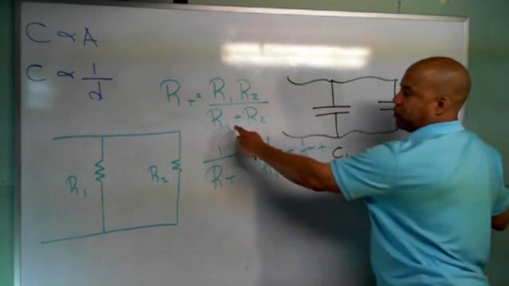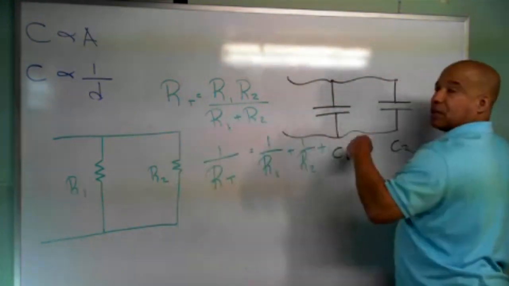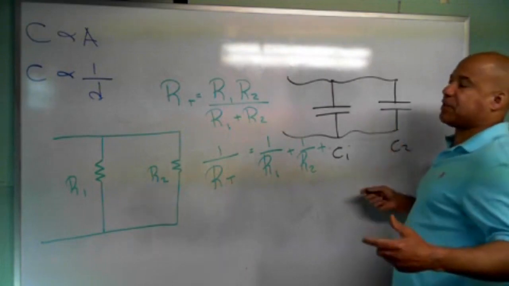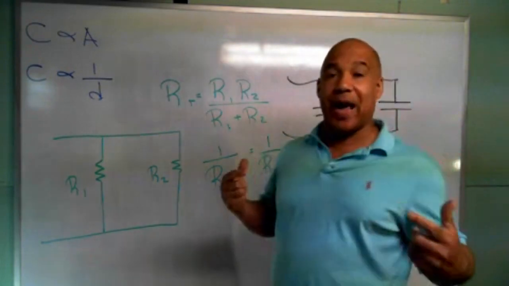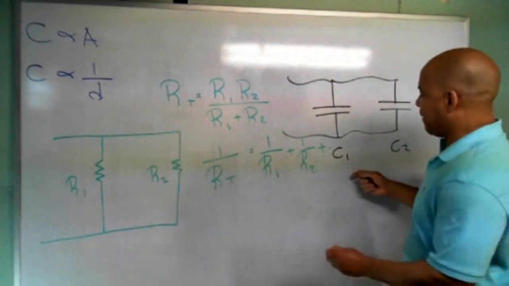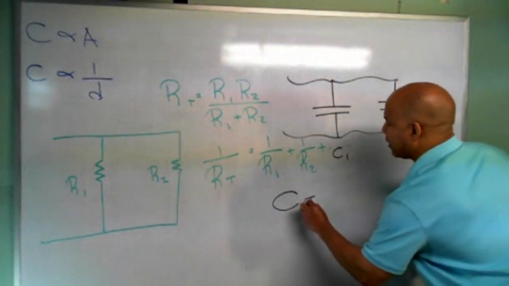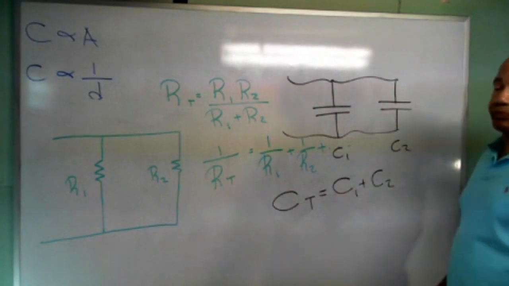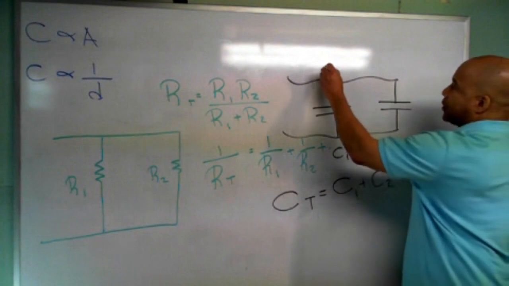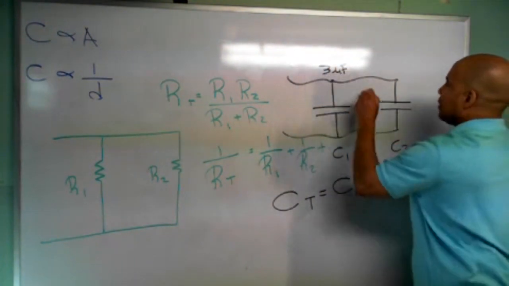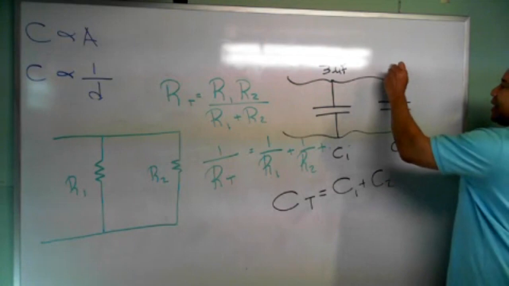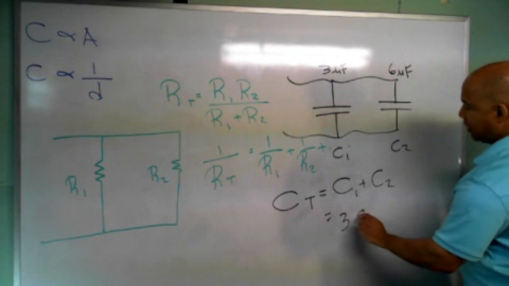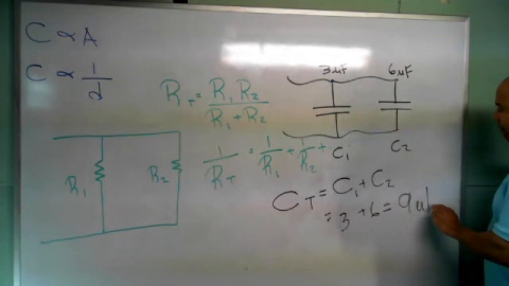you might think that I would use an equation like this to solve this, but it's actually the opposite. You would treat these as if they were resistors in series. If I have resistors in series, I find the total resistance by adding them. Here, I find the total capacitance by adding them: C1 plus C2. If this one was 3 microfarads and this was 6 microfarads, my total would be 3 plus 6, which is 9 microfarads.